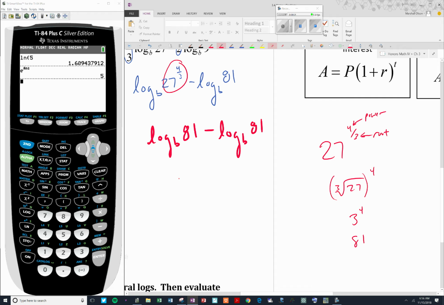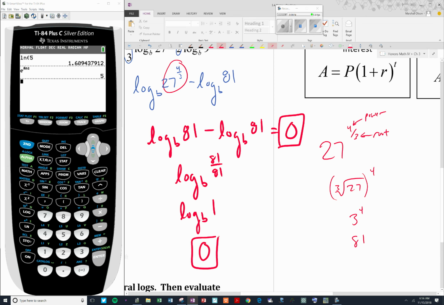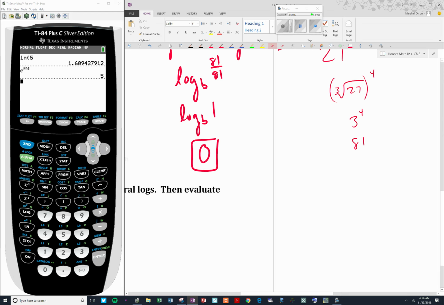But I'm going to go one step further just to show another property of logarithms. I'm going to do that division. 81 over 81, that becomes 1. Okay, and again, if you wanted to stop right here and say this is 0, you could be done right there. But I just want to show you that if we were to condense this further and have log base b of 1, no matter what b is, this logarithm must evaluate to 0, because that's what you would take any base to, to get 1. So in either way, we have 0 as our final answer.